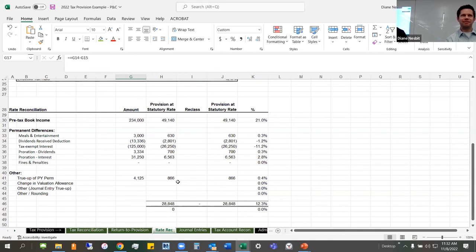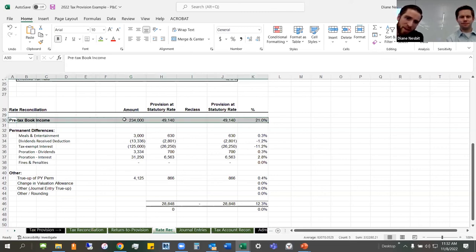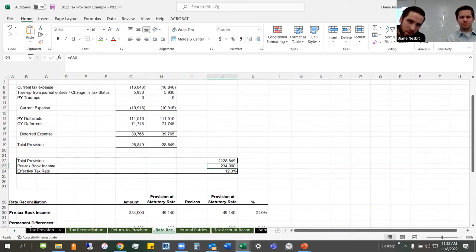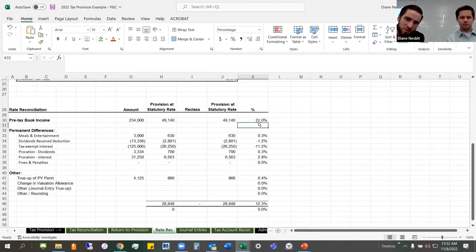Questions here. Okay. Well, to Scott's point, the rate rec is pretty important as well. Like what Jason said earlier, you say, this is what I'd expect to pay if I had no differences or true ups or anything. I would pay 21%. But then this schedule says your rate is not 21%. If I add your total tax expense and your total pre-tax book income, your rate's 12.3%. Well, how can you reconcile that? That's what the rate rec does. It starts at 21 and you try to explain away why your rate's 12.3.